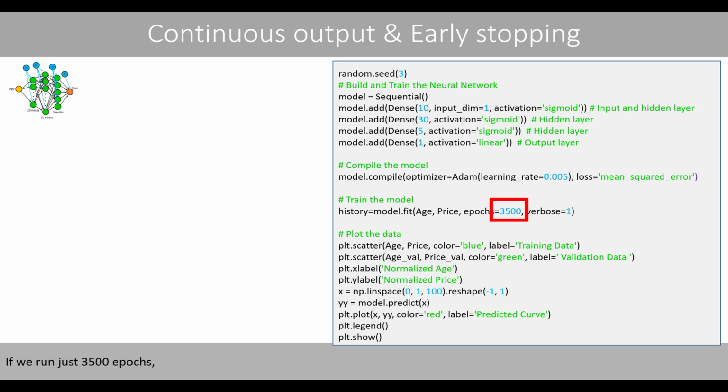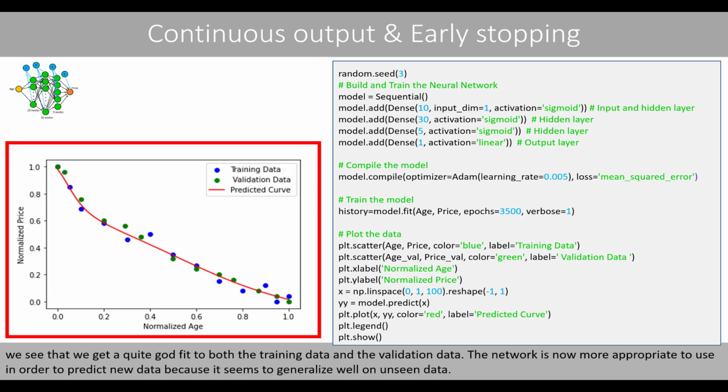If we run 3500 epochs, we see that we get a quite good fit to both the training data and the validation data. The network is now more appropriate to use in order to predict new data because it seems to generalize well on unseen data.